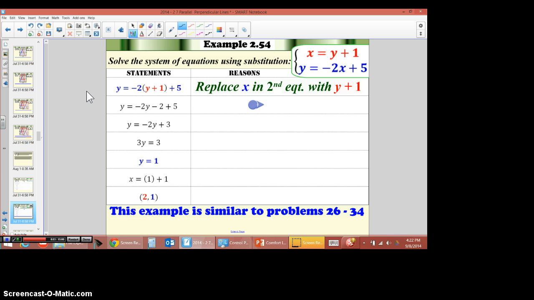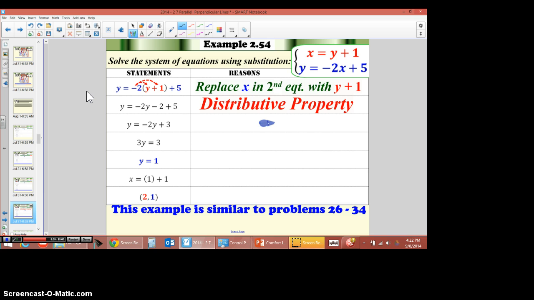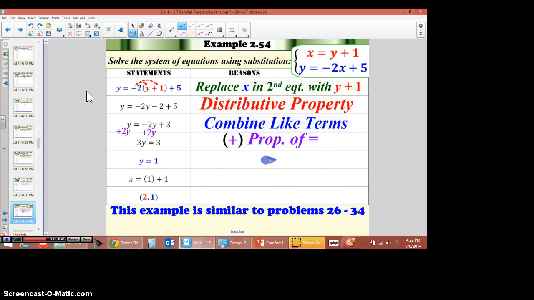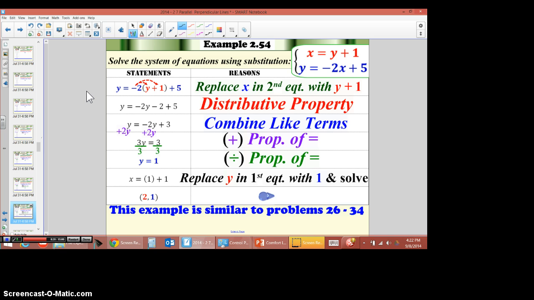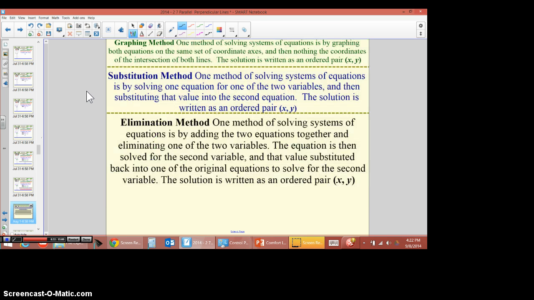And instead of writing x, I replace it with y plus 1, because they're the same thing. We call that substitution. Now here I distribute and combine like terms. I subtract 2y over, or add 2y over, and then I divide by 3, and I find out that y equals 1. At this point, I substitute y with 1 in the first equation, and I end up with x equals 2, and I write the answer as an ordered pair. There's my answer. That solution, 2, 1, will work for both equations.